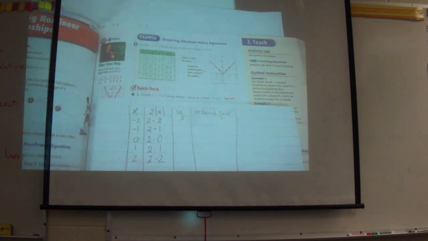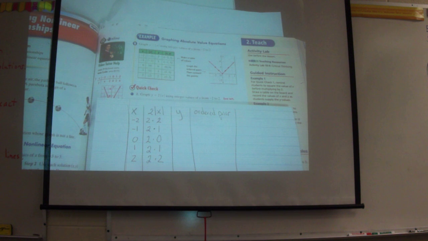Before you leave your table, please show to your neighbor that you have that figure correctly, and then solve the y. And find your ordered pairs.